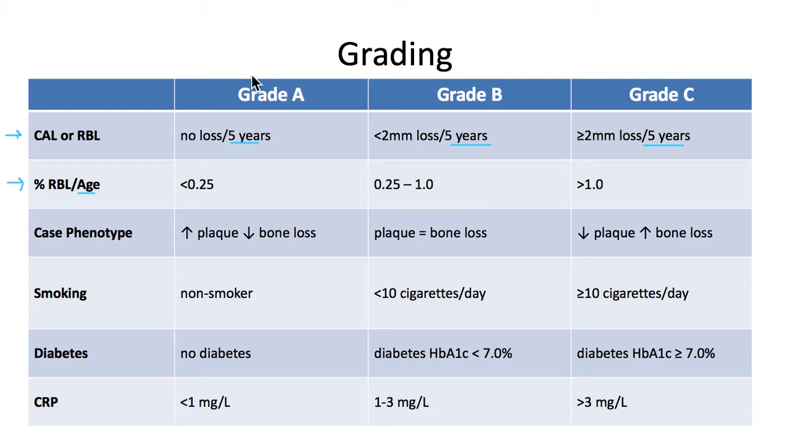So grade A is slow, grade B is moderate, grade C is rapid. And just like with staging, you only give 1 grade per patient. But since it's dynamic, the grade might change over time as risk factors are modified. And the idea is to predict future progression based on past progression in the presence of these risk factors.